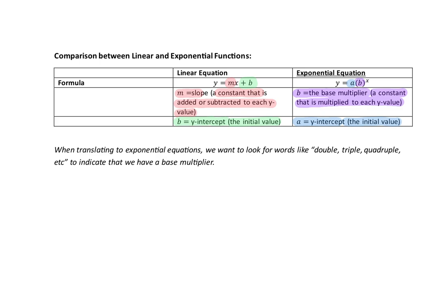The other thing that we want to think of when we talk about exponential equations: when we talk about linear equations, we look for terms like increasing or decreasing. And when we say increases by, decreases by, this is something that we're adding or subtracting. Now, when we talk about exponential equations, the terms that we are looking for are double, triple, quadruple. These are words that imply that we are multiplying as we progress through our table, and that implies that we have a base multiplier.